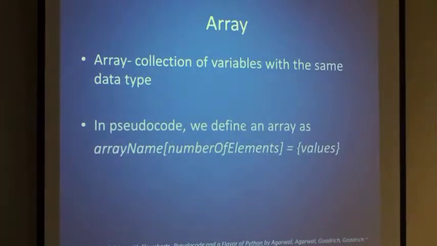So an array is basically a collection of similar items, same type of data. And we'll come to an example very shortly. In pseudocode, you write the name of the array and the number of elements. For example, 10 would be the size of the array. And the values if you want to initialize those 10 items.